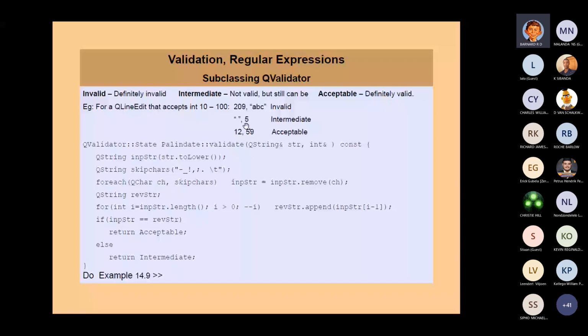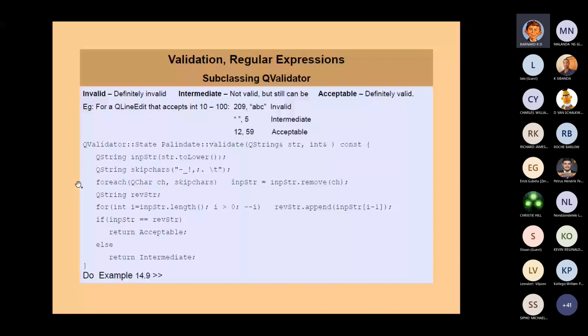So an input of 5 is intermediate. It's not yet valid because it doesn't fall within the required range, but it is capable of becoming valid by adding another digit onto it. So something like 5, where you have a requirement for 10 to 100, is intermediate. And then inputs like 12 and 59 are acceptable because they are within the allowable range. So that's just an indication of what the differences between invalid, intermediate, and acceptable are.